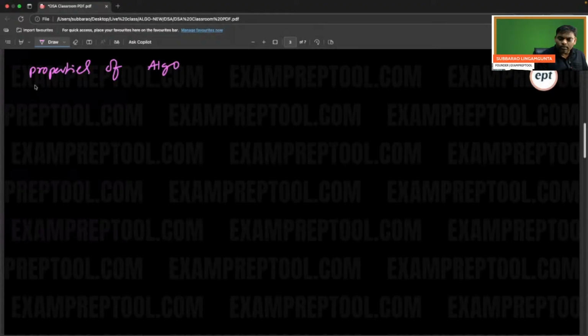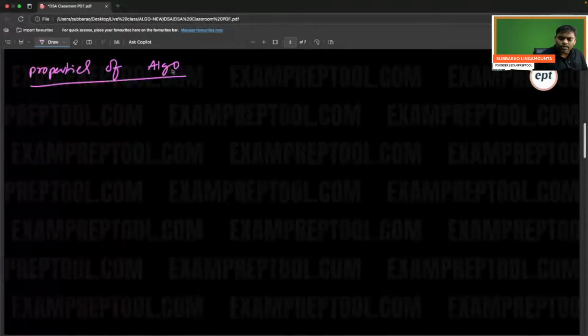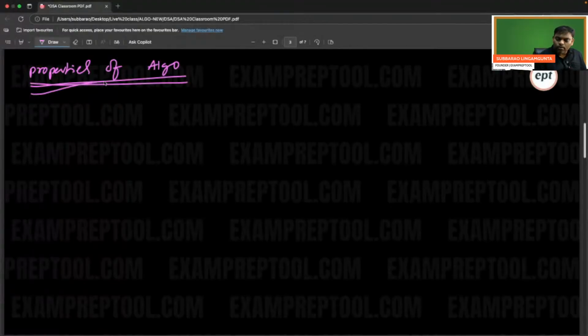Properties of algorithm. When you say it is an algorithm, it should not only satisfy the definition, it should also satisfy some properties. As a human, you have some properties; as an algorithm, it should also satisfy some properties. So whenever someone says I have written an algorithm, please verify whether these properties are satisfied or not. So let me write them for you.